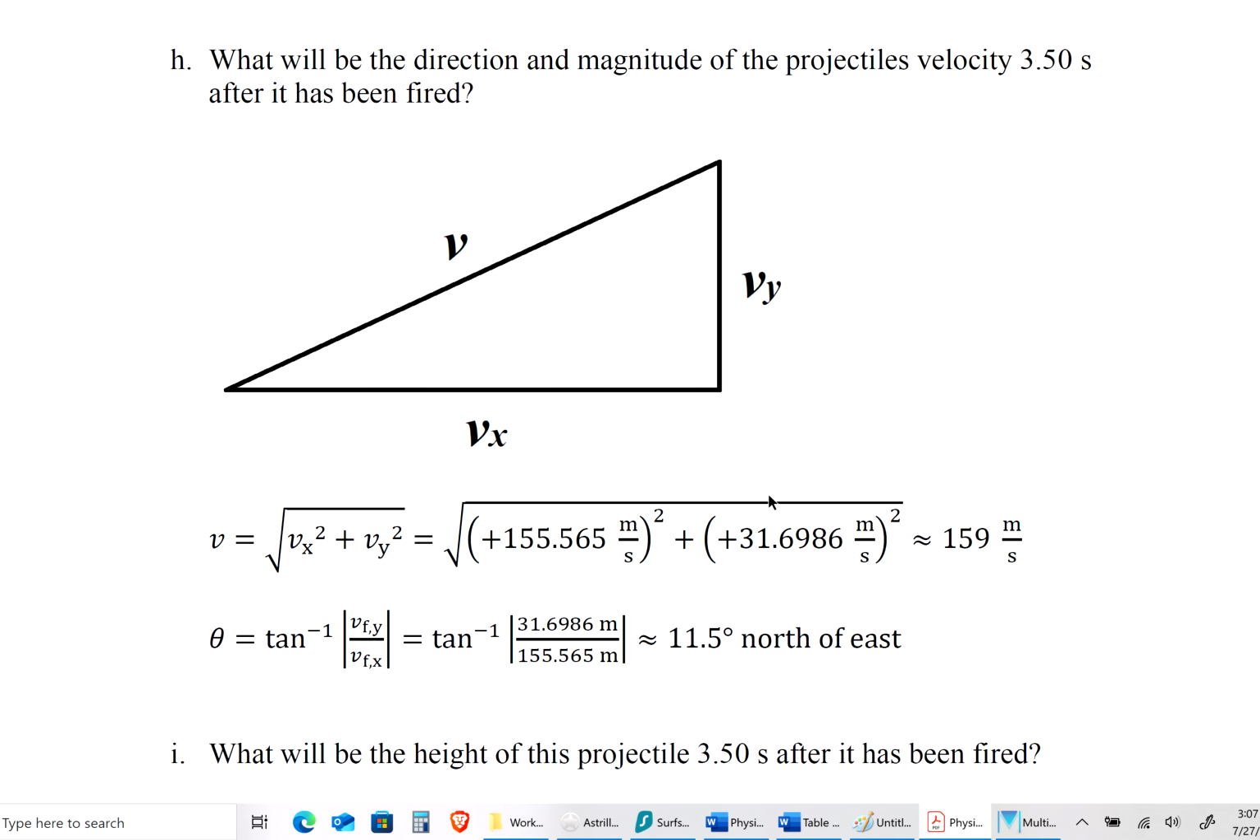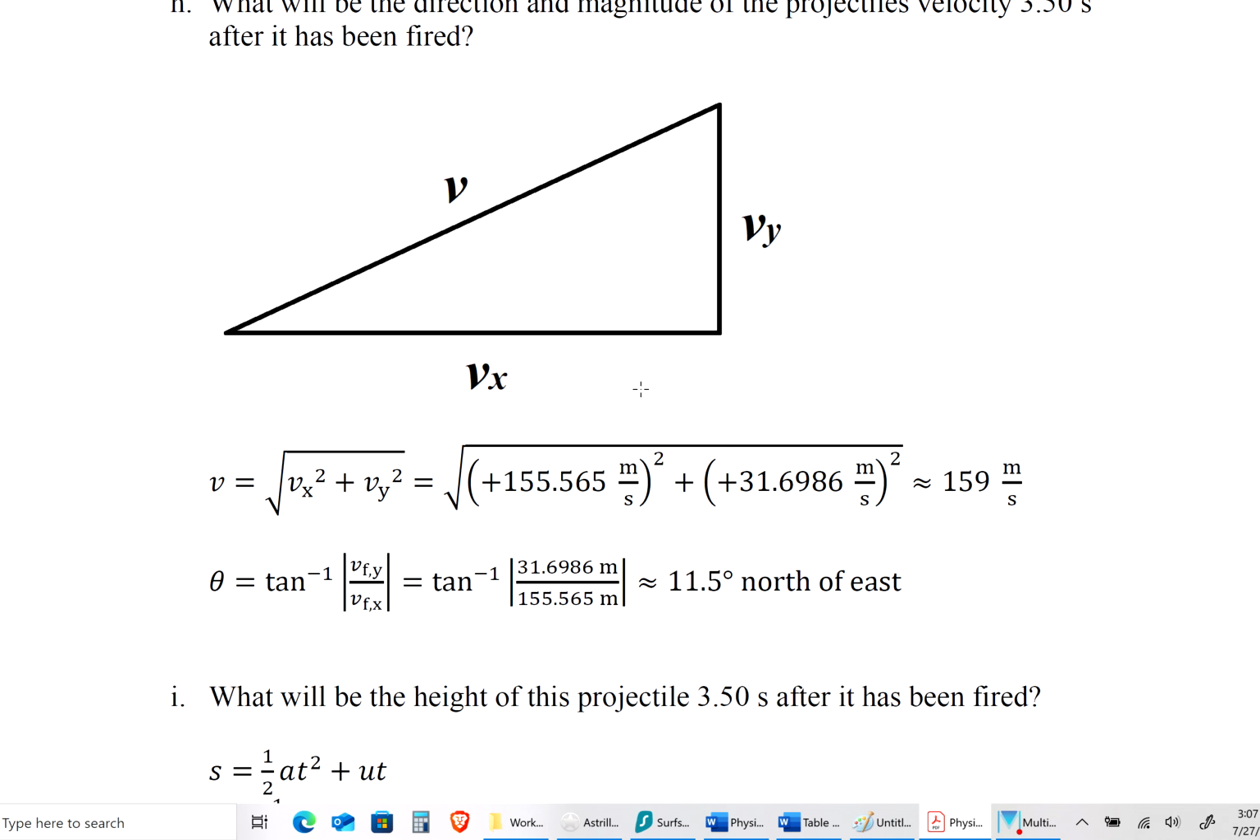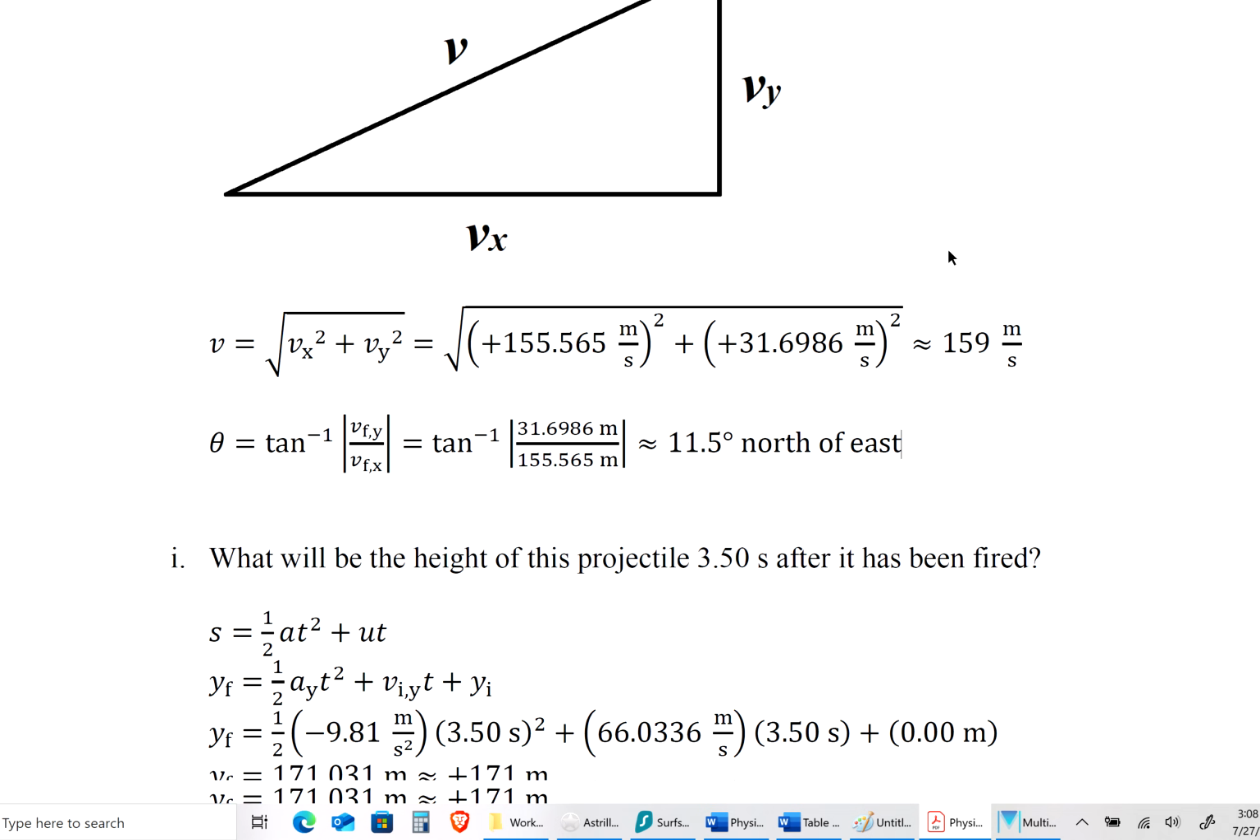Part H, what would be the direction and magnitude of the projectile's velocity 3.50 seconds after it has been fired? So v sub x and v sub y were solved for from the previous two problems. v sub x is positive, v sub y is positive, so we're going to get something that's north of east. The magnitude is 159 meters per second. The direction is 11.5 degrees north of east.